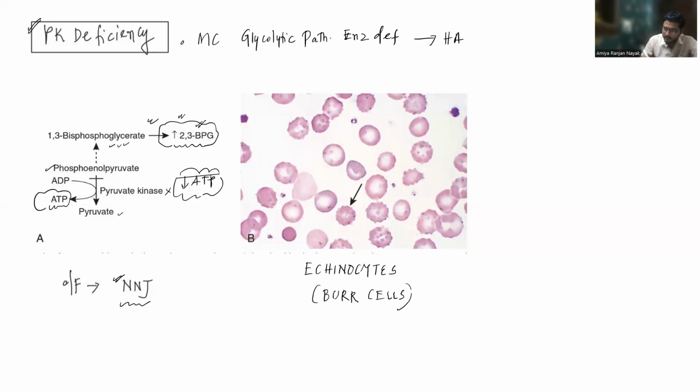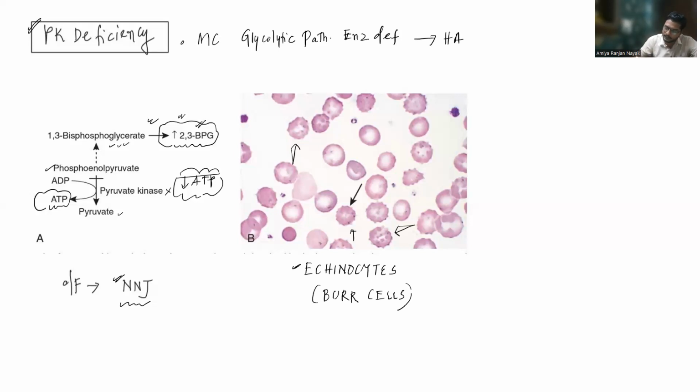Basically, there will be surface projections, as you can see in this RBC. Here also you can see even surface projections. These surface projections are evenly distributed. These are the echinocytes. So reduction in ATP will cause some kind of membrane abnormalities that will cause these even, regular surface projections, known as echinocytes. We'll also discuss later the acanthocytes or the spur cells. In acanthocytes, you will get irregular, uneven, spiky projections. But in echinocytes, you will get regular, even, small projections. But this is not specific for pyruvate kinase deficiency.